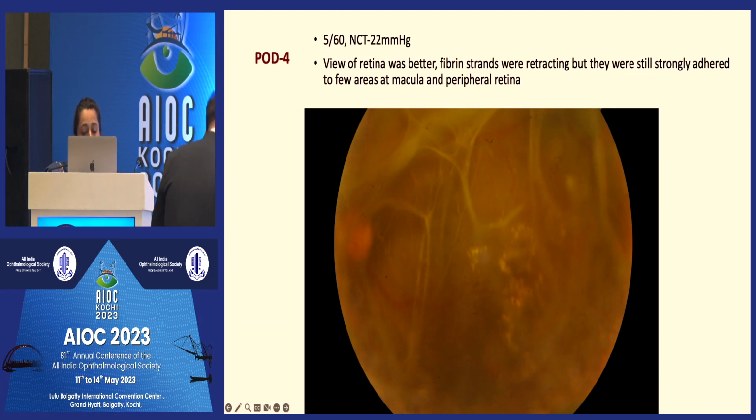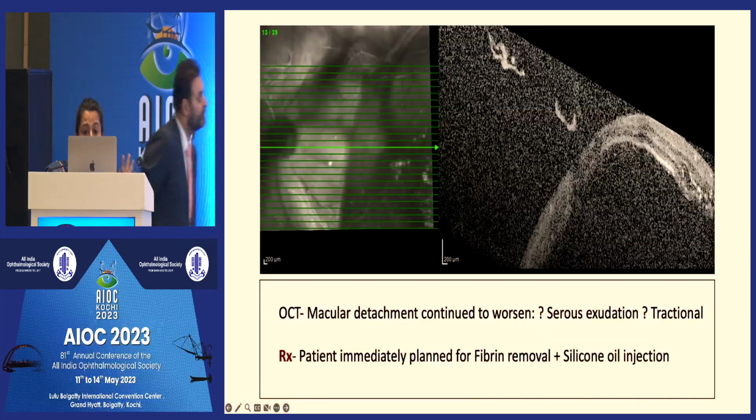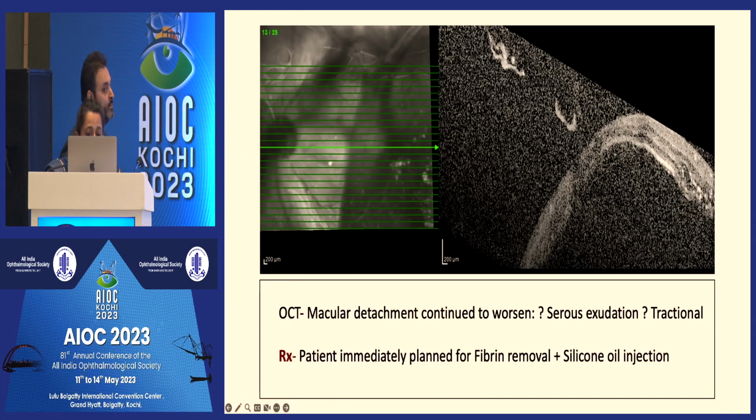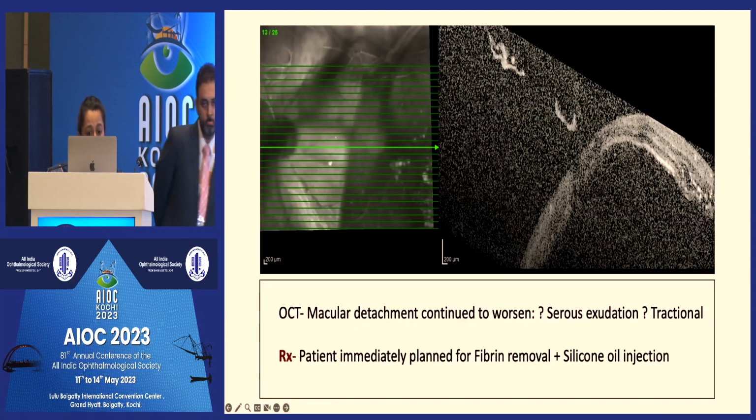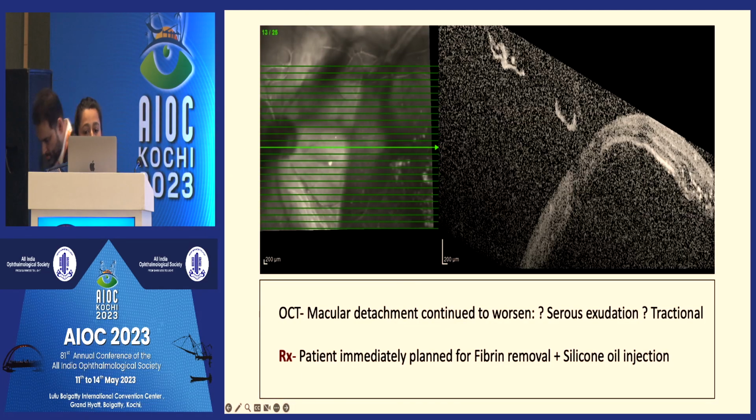He comes back on POD4, vision is again worsened, but bands are less. But then OCT shows a massive detachment, query serous, not sure if tractional, because these fibrin strands were attached to the retina at the macula and in the periphery, and I could see that the retina was lifted at those areas. So I immediately planned for fibrin removal with oil injection. He was practically monocular at this time.